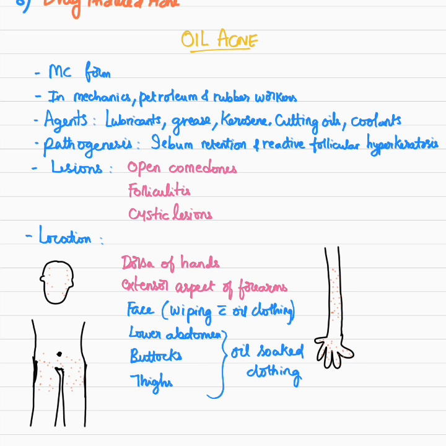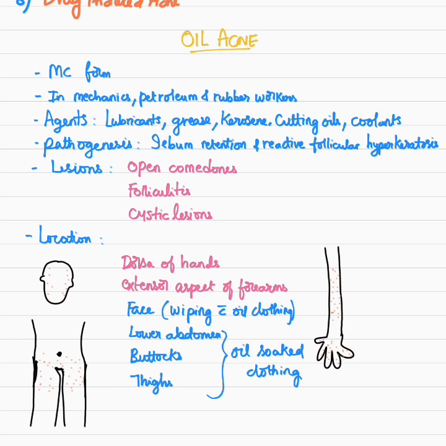The location is dorsum of hands and extensor aspect of forearms. This is the most common location. So any patient with open comedones on the dorsum of hands and extensor aspects of forearms, your first and foremost doubt should be towards oil acne. Other areas also include the face, where one uses any oil dipped clothing for wiping their face, or lower abdomen, buttocks and thighs when they wear any oil soaked clothing, because this is very common among the workers.